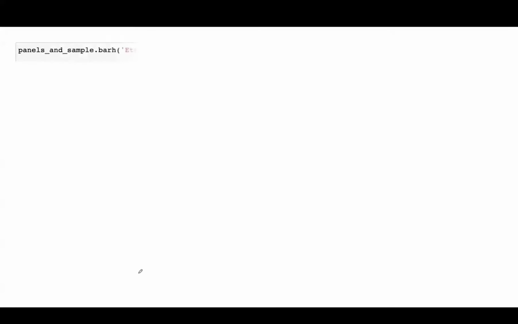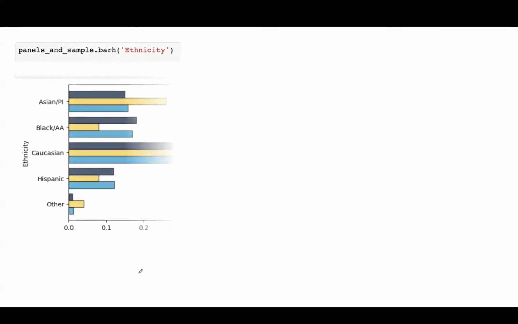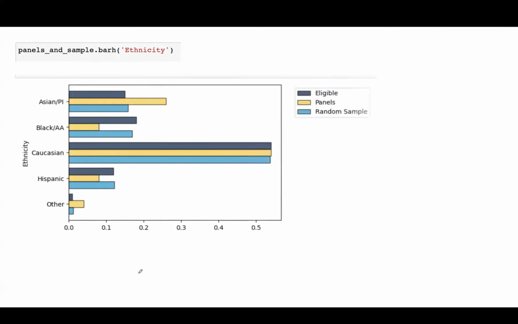So let us take a look at the next line of code and visualize by ethnicity. So here you have eligible, panels, and random sample. When you look at the eligible and the random sample for Asian Pacific Islander, it's similar, right? But the panels jump very high. For Black or African American, eligible and random sample are very similar, but when we look at the panels, it decreased. For Caucasian, all of these are the same. Hispanic, also, the eligible and the random sample have the same height.